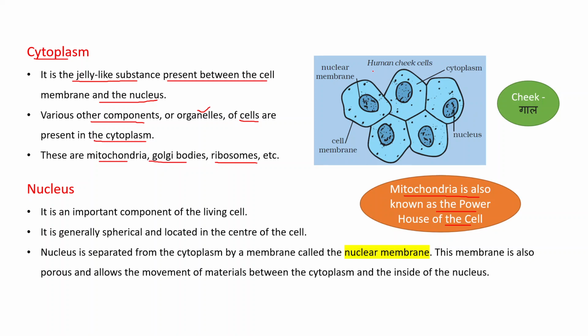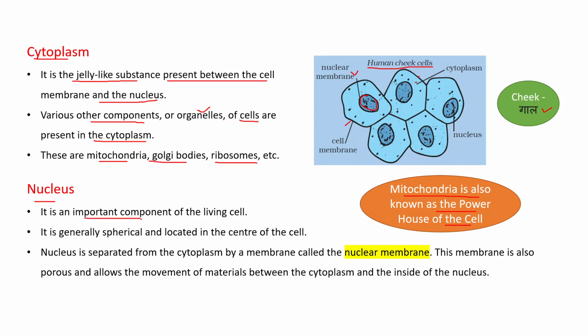This diagram represents the human cheek cells. Cheek means gall. Again, you can see in this diagram, this is the nucleus, and this is covered by one layer that is called the nuclear membrane. This is the cell membrane, and between this nucleus and cell membrane, this is the cytoplasm.